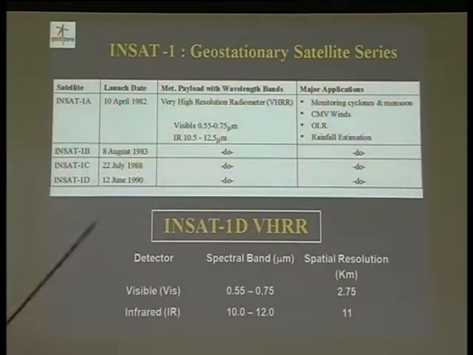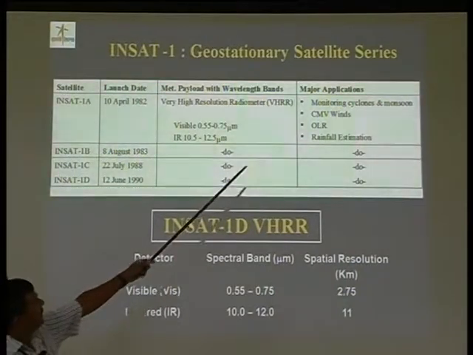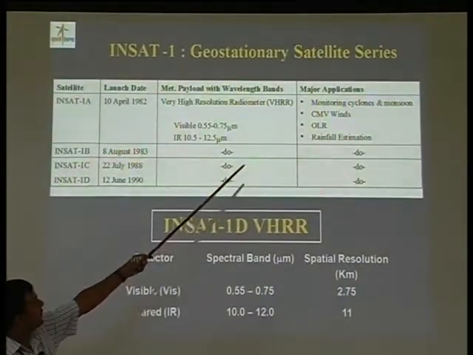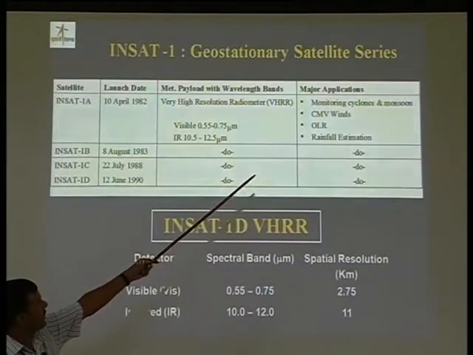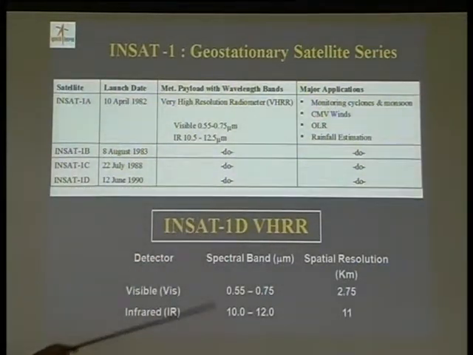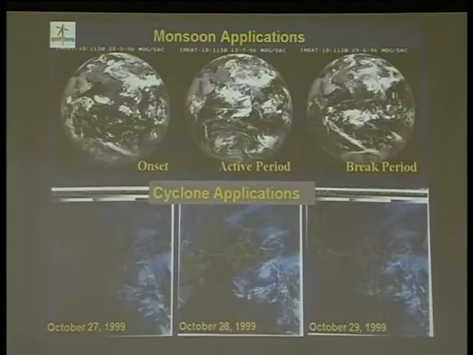And they were basically providing the observation of the cloud fields, cloudy or non-cloudy fields. And the parameters, which were the major application from these satellites, were monitoring cyclone and monsoons, cloud motion winds, OLR, and rainfall estimates. So these were the basic parameters which we were deriving from INSAT-1 series of satellites.